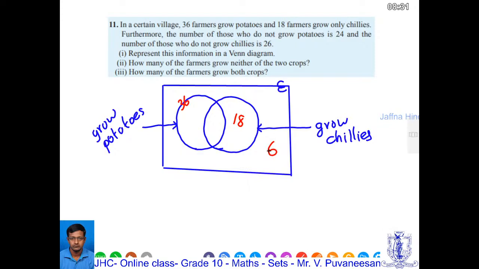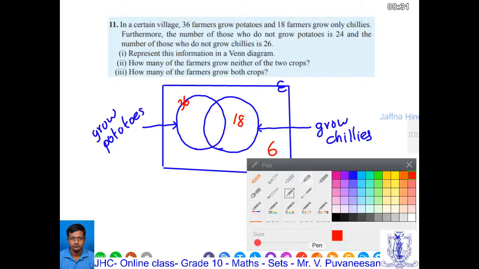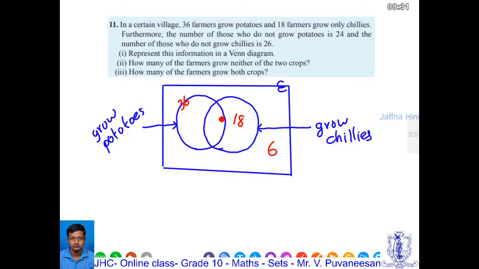They say those who do not grow potatoes is 24. So outside the potato region there are 24 farmers. There are two regions. Already this is 18. So this becomes 24 minus 18, 6. Okay.